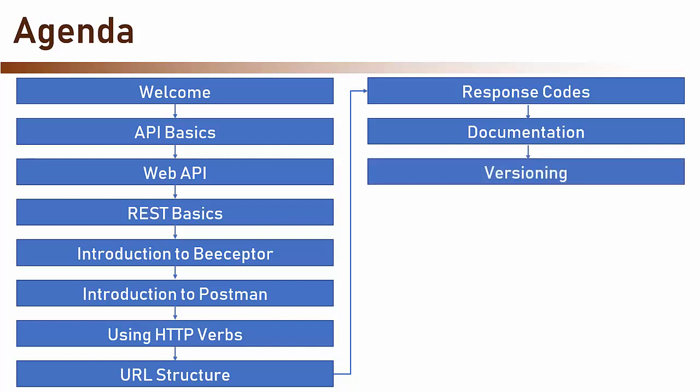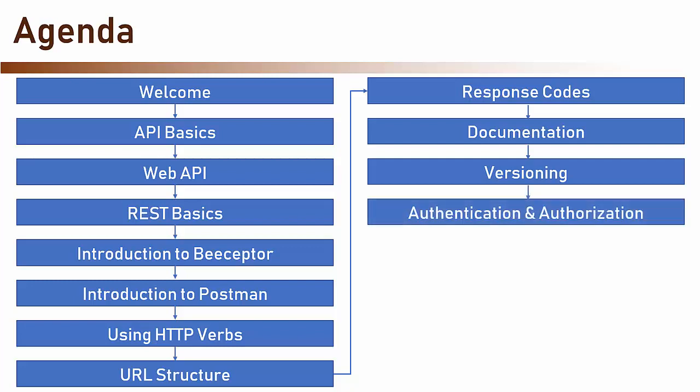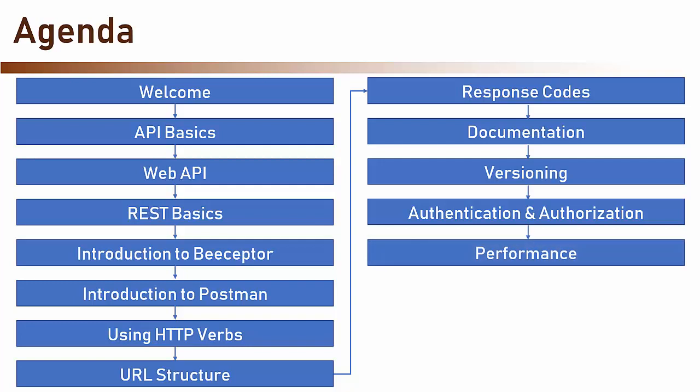We'll talk about versioning, how to version our API, where to put the version. After that, we will have a glimpse at authentication and authorization. It's more of a high-level overview. And then we will discuss some techniques to improve the performance of our API.